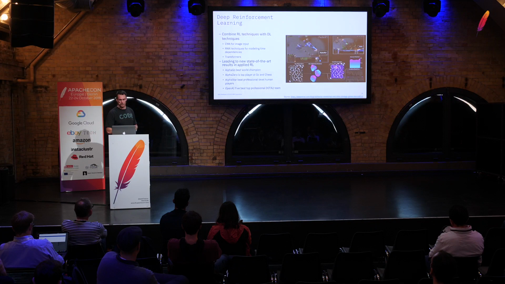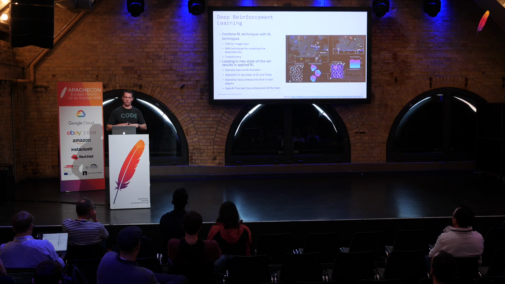AlphaGo beat the world champion in Go. AlphaZero, I'm not sure if it's actually played the top champion, but it's arguably the top chess player in the world and is superhuman level performance. AlphaStar has beaten professional level humans at StarCraft. OpenAI Five has beaten top professional Defense of the Ancients, Dota 2, teams earlier this year. So in areas where the full game rules are understood, but you still have the challenges of huge state spaces, partial observability, long time frames, and mapping different reward and complex objectives, we've seen huge advances.